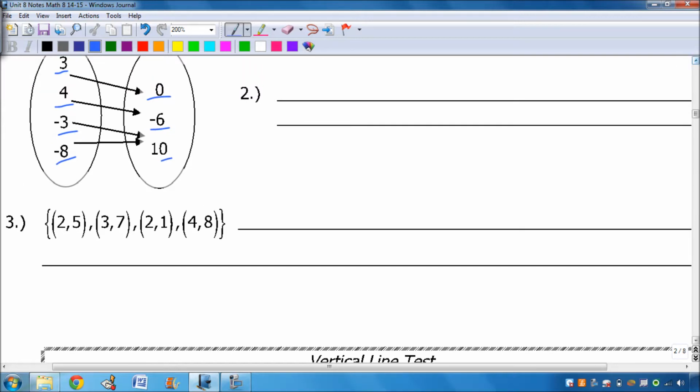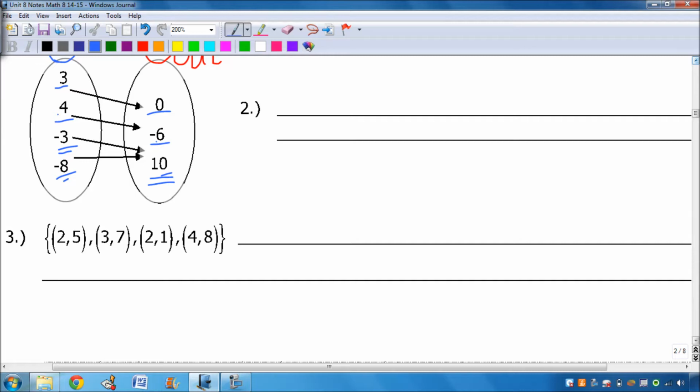So if we look at our mapping right here, 3 has only one output. 4 has only one output. -3 has only one output, and -8 has only one output. It happens to be that the -3 and the -8 share the output of 10. However, it doesn't say anything about what the outputs are allowed to do. Outputs can do whatever they want in order to be a function, but inputs can only have one output. So each one of these inputs does only have one output.